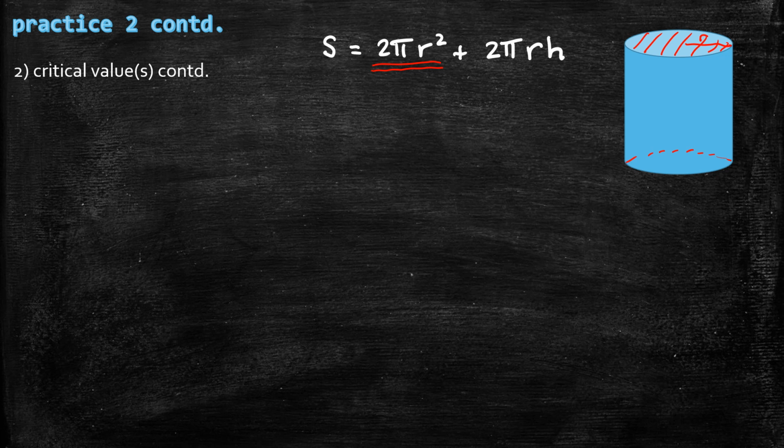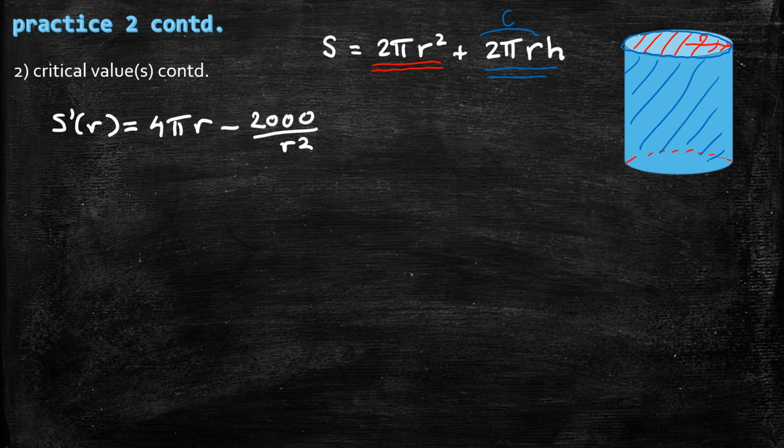And then the 2 pi r h comes from the lateral area, which is what wraps around the cylinder, and the 2 pi r is the circumference of the cylinder. If you sort of unwrap the lateral area, 2 pi r would be the circumference, or the length of the rectangle, and h would be the height. So that's where that formula comes from. And here, let's get back to finding critical values.